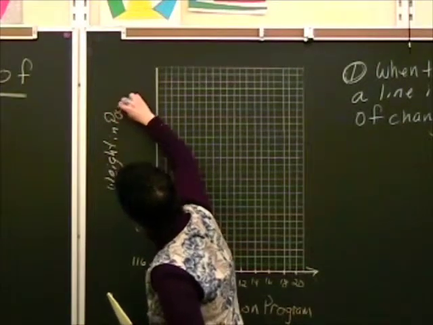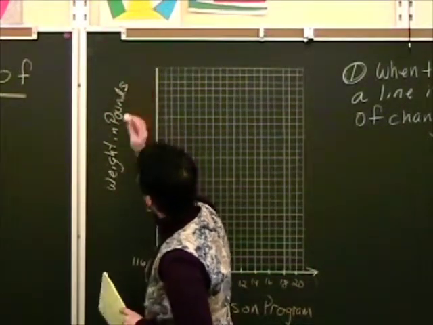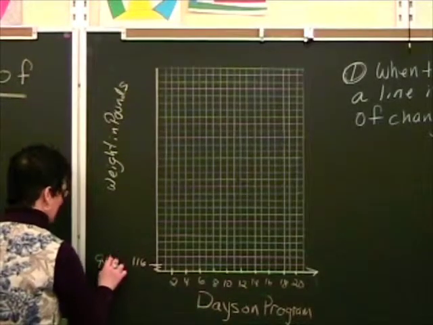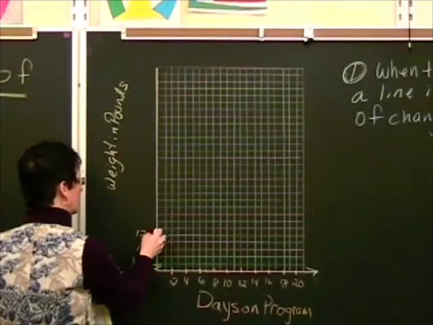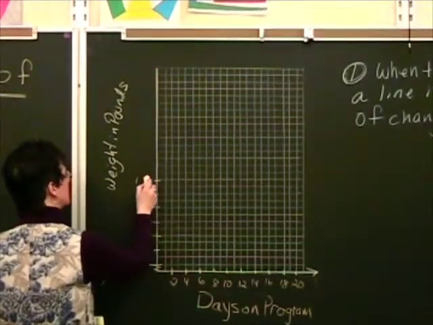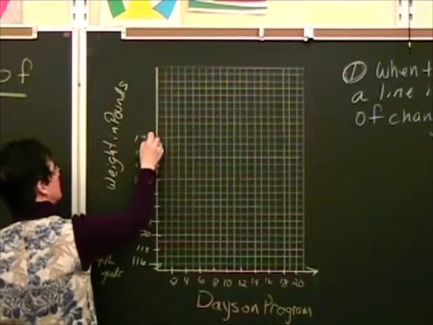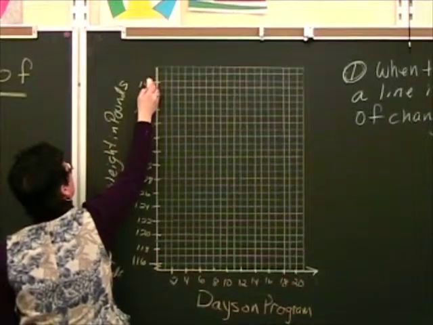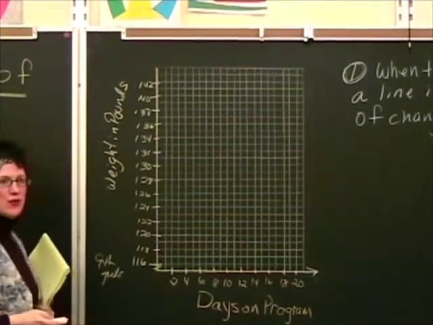Okay, we'll go ahead and start at the bottom. We're going to break the axis and start at 116 pounds, which, by the way, is what I weighed when I was in 9th grade. And then we'll just go with a unit of 1 pound per block, but we're only going to label every other one. And we'll take it up until we reach my present weight of 142 pounds.